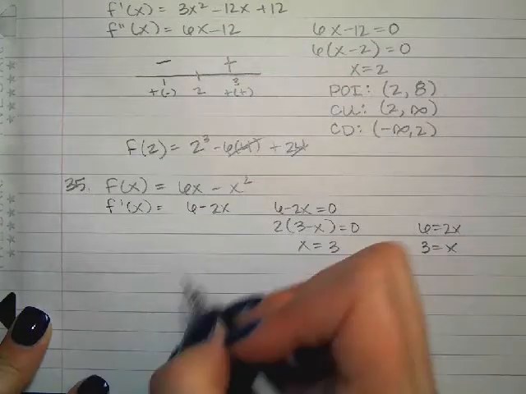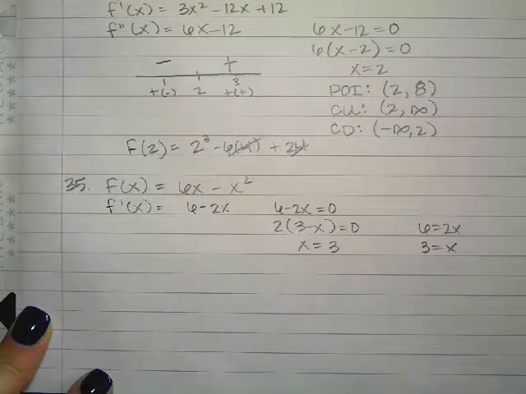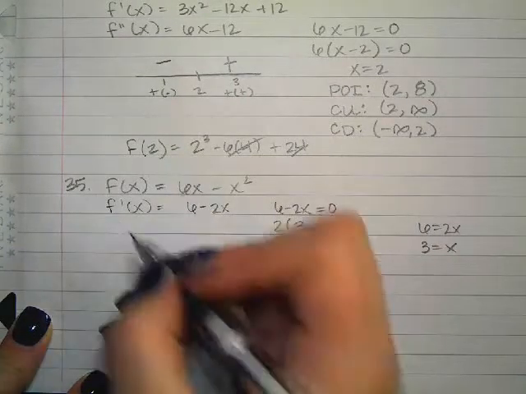All right. So now what do we have to do? So we have the critical number. We don't do a number line. That would be the first derivative test. We're doing the second derivative test. So to do the second derivative test, what derivative do you need? The second derivative. Let's find it.